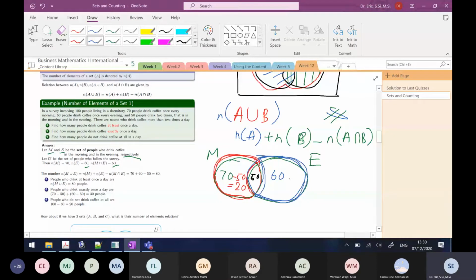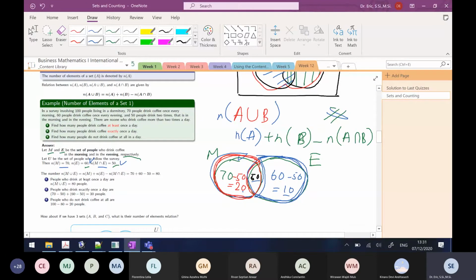It should be 60 minus 50, that is 10. Okay, yeah? So all of the red one is 50 plus 20, that is 70, agrees? What about the evening? Total is 60, 50 and 10. Yes. And the intersection is 50, yes.